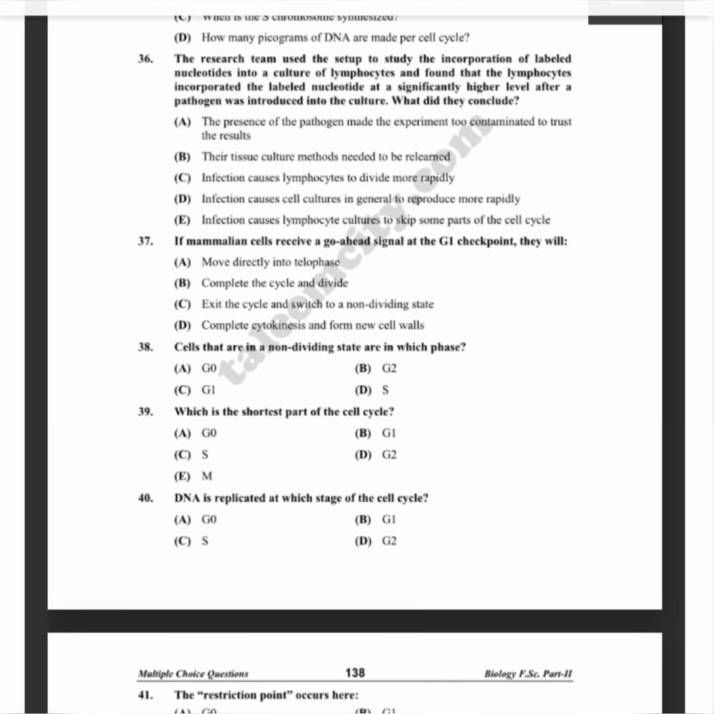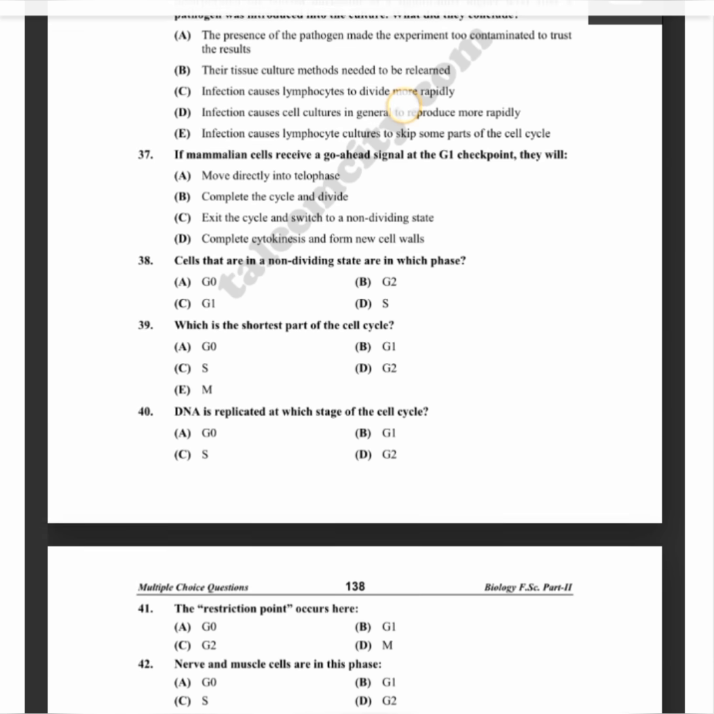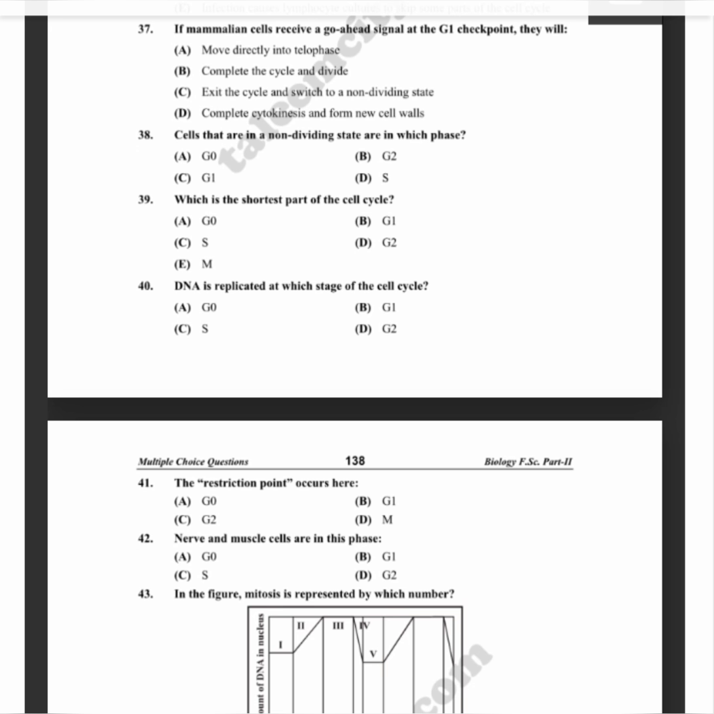MCQ number 37. If a mammalian cell receives a go-ahead signal at the G1 checkpoint, it will move directly into telophase, complete the cycle and divide, exit the cycle and switch to a non-dividing state, or complete cytokinesis and form a new cell wall. MCQ number 38. Cells that are in a non-dividing state are in which phase: G0 phase, G2 phase, G1 phase, S phase?